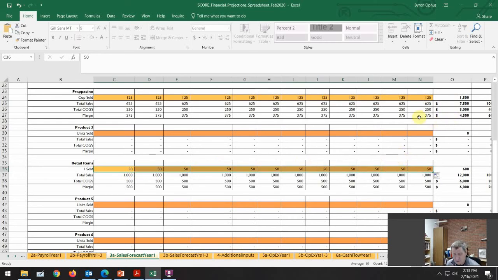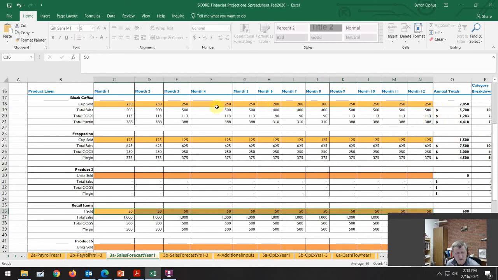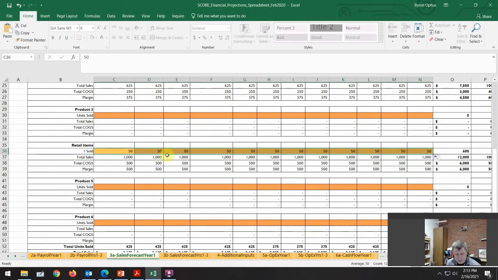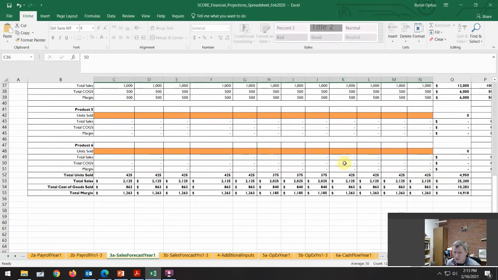Obviously, I would have probably had a few more things to sell, like different types of coffee, whatever the case may be. But I come down here to the bottom line then, and it says my total sales dollar-wise are about 25,000. My total cost of goods is about 10, and so my total margin is about 15.